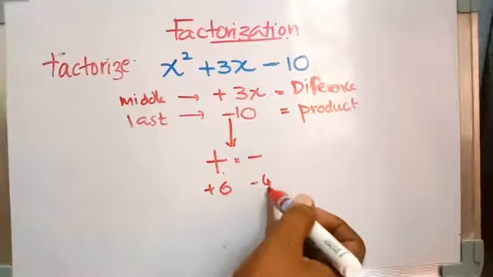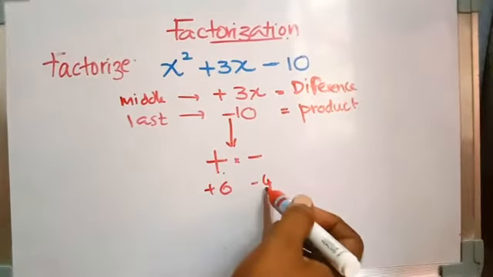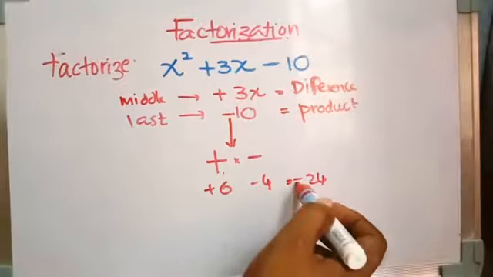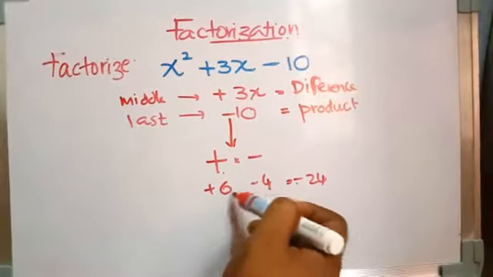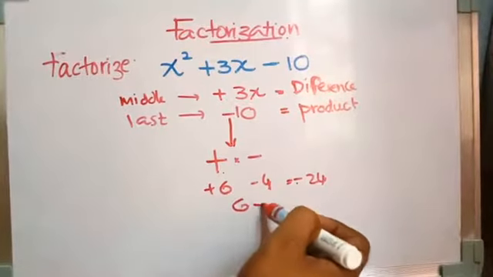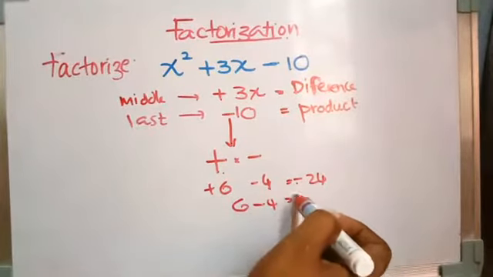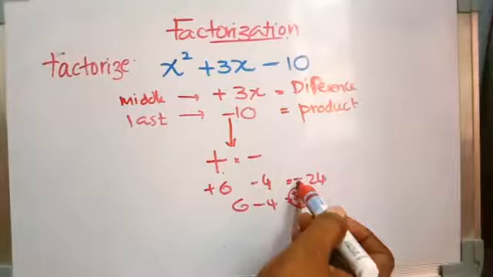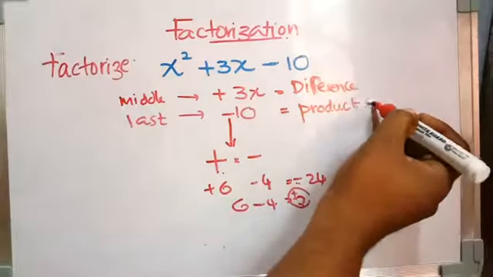If you take 6 and minus 4, their product is 6 into minus 4, which is minus 24. That means the product is negative. And if you add them, we get 6 plus minus 4, that is 6 minus 4, which is 2. That is positive. The sum is positive and the product is negative. Okay, let's take two numbers for that.